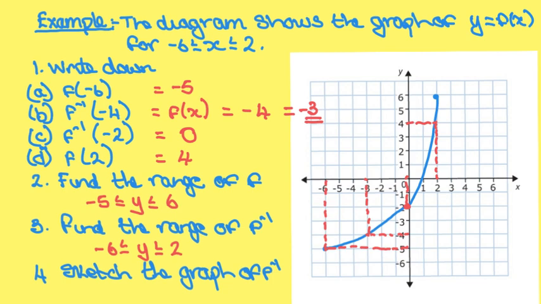So I can inverse the 3 points that I've got. So 0, minus 2 becomes -2, 0. -6, minus 5 becomes -5, -6. And 2, 6 becomes 6, 2. So I can now sketch this graph.